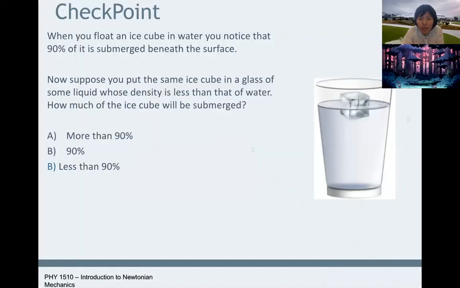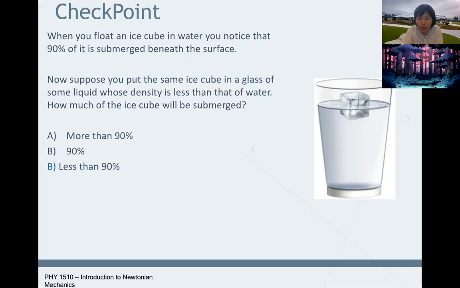So this is still talking about the Archimedes principle to calculate the upward force, the buoyant force that any object is feeling when submerged in the liquid. Here we have an ice cube that is floating on the water. You notice 90% of a submerged volume is beneath the surface. Now, suppose we put the same ice cube, instead of putting it in water, we put it in other liquid that has a smaller density. So how much of the ice cube will be submerged?